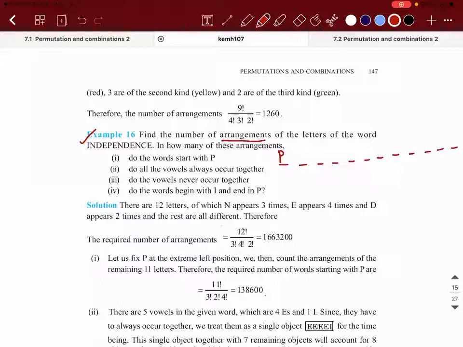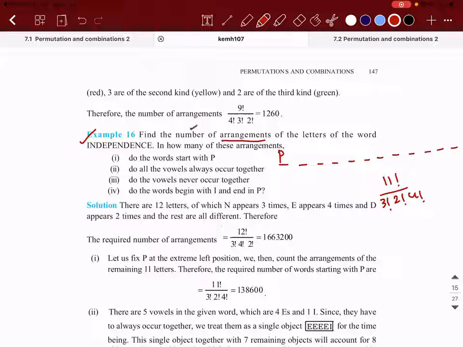So in those 11 blank spaces, you can arrange the remaining letters in 11 factorial divided by, I is repeating itself how many times? No repetition. N is repeating itself 1, 2, 3, so 3 factorial. D is repeating itself 2 factorial. E is repeating itself 1, 2, 3, 4, so 4 factorial. So that will be the answer: 11 factorial divided by 3 factorial, 2 factorial, 4 factorial.